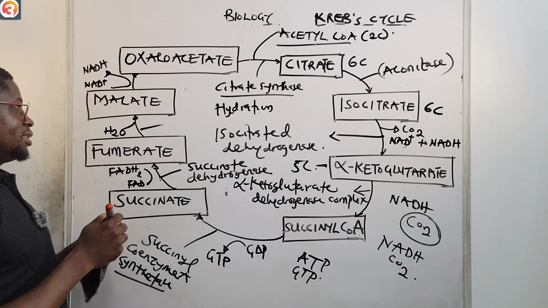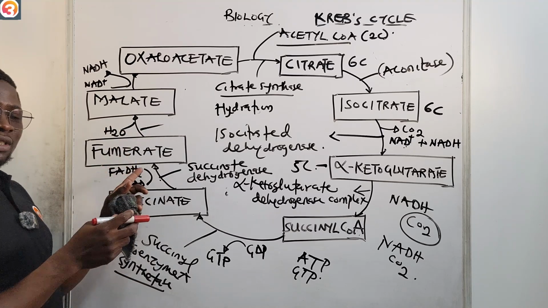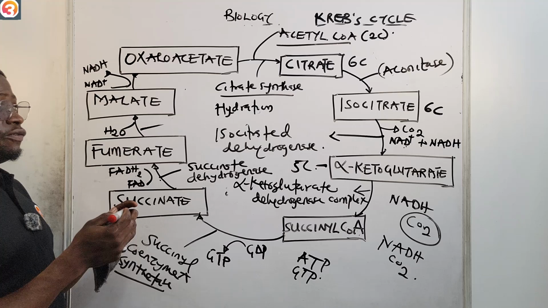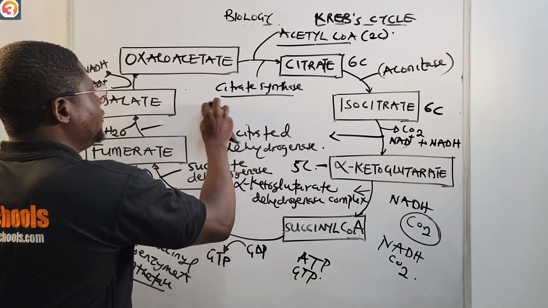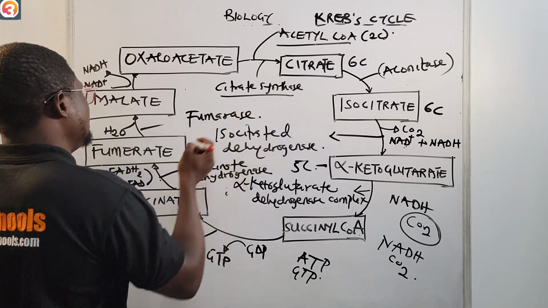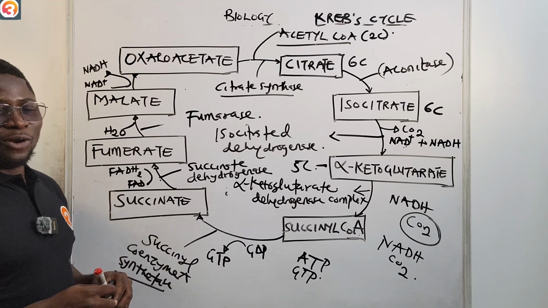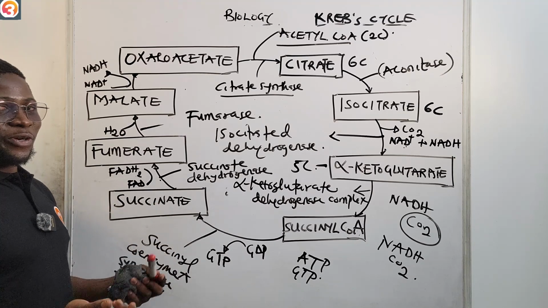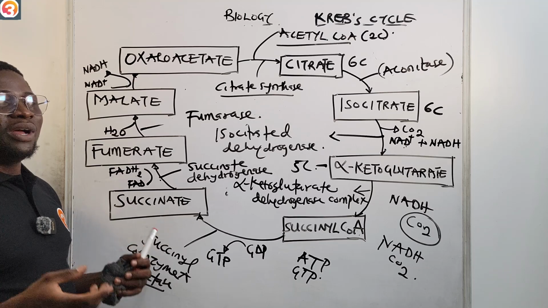Of course, in this process, as you can see here, water has been added. The enzyme that is responsible for this hydration is called fumarase. Then of course, from malate it is being converted to what? To oxaloacetate. Okay, we are drawing closer.